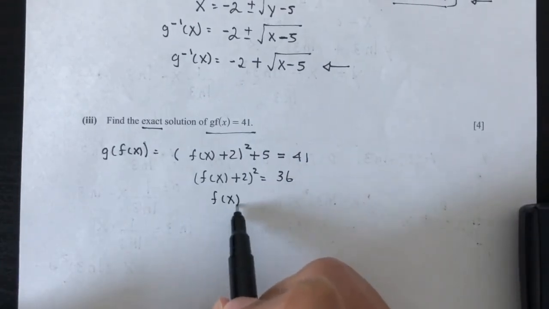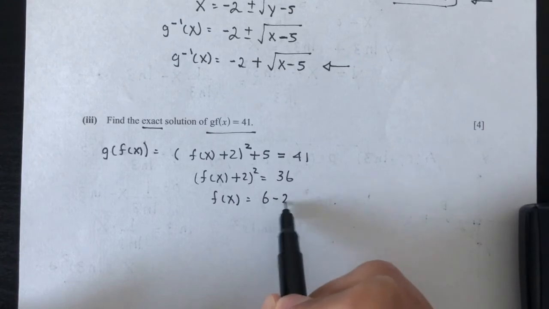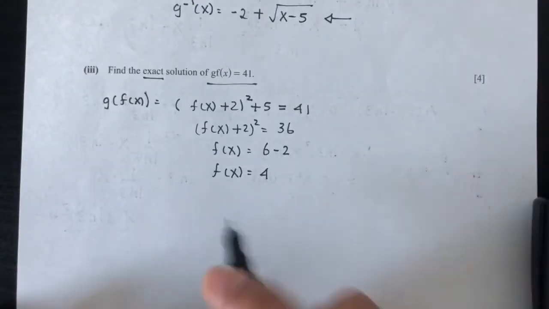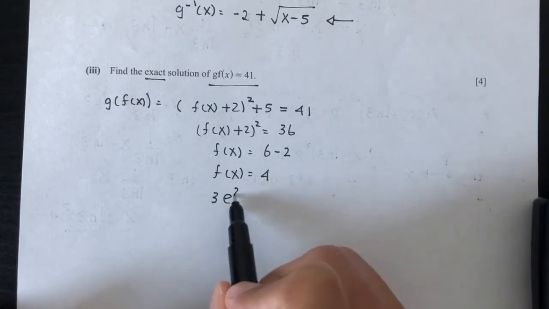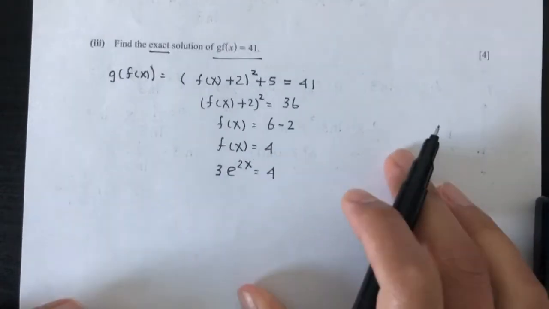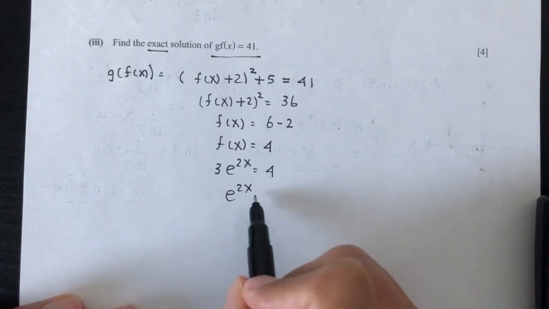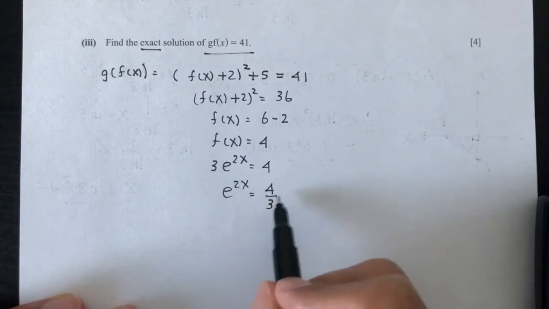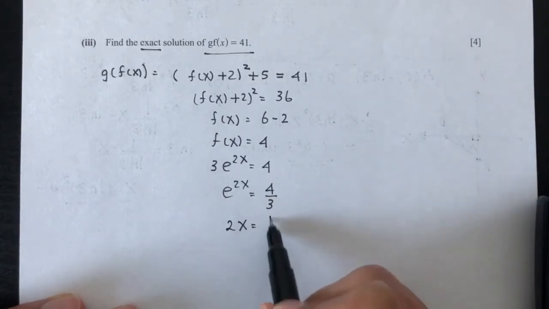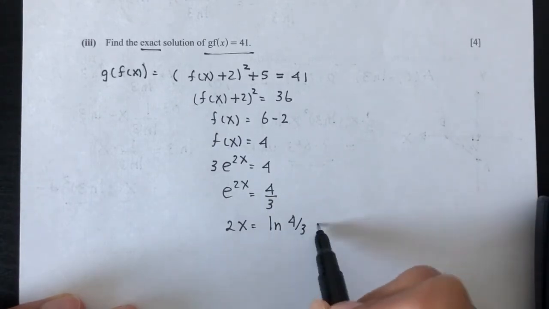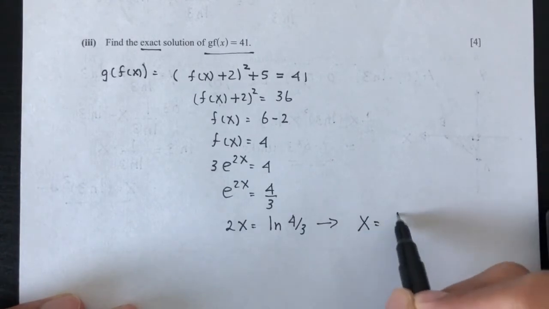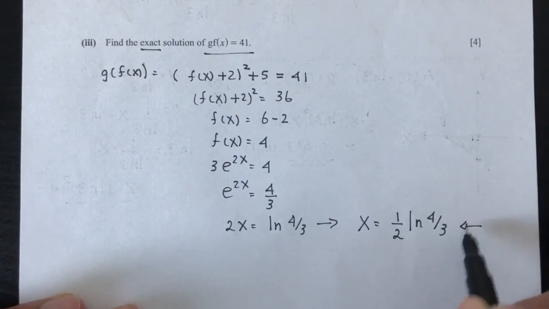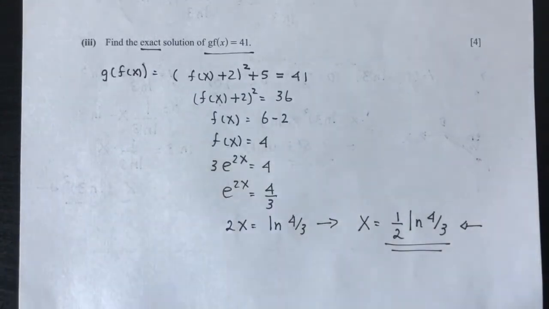Now f of x is equal to 6 minus 2. f of x is equal to 4. Now f of x is given by 3e^(2x) equal to 4. So e power 2x is equal to 4 over 3. So we send e over here, you will have 2x is equal to ln 4 over 3. And finally, x is equal to half of ln 4 over 3. And this is your answer for part 3.